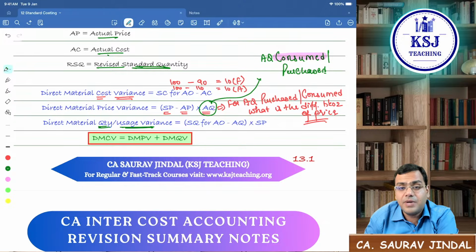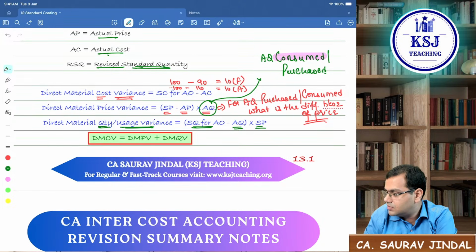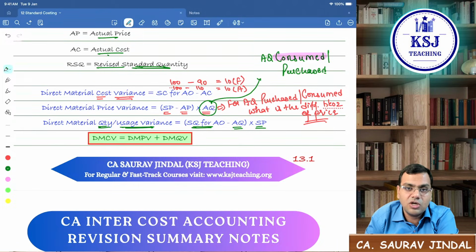Right? Now here the price doesn't have a role. Keeping the price constant, that is a standard price, what is the difference in the material cost due to the quantity? That is standard quantity for actual output minus actual quantity into standard price. Right? Here the price will not change. The difference is because of the quantity. So this is your quantity variance.